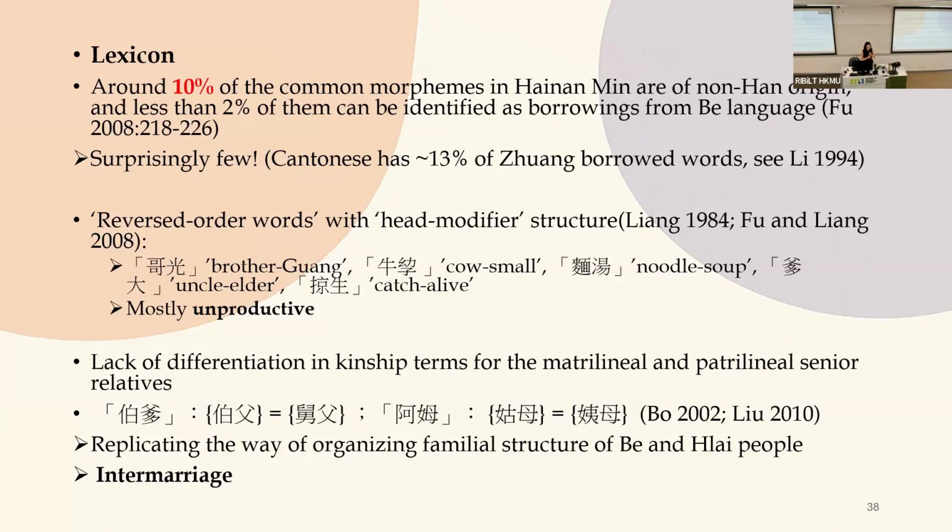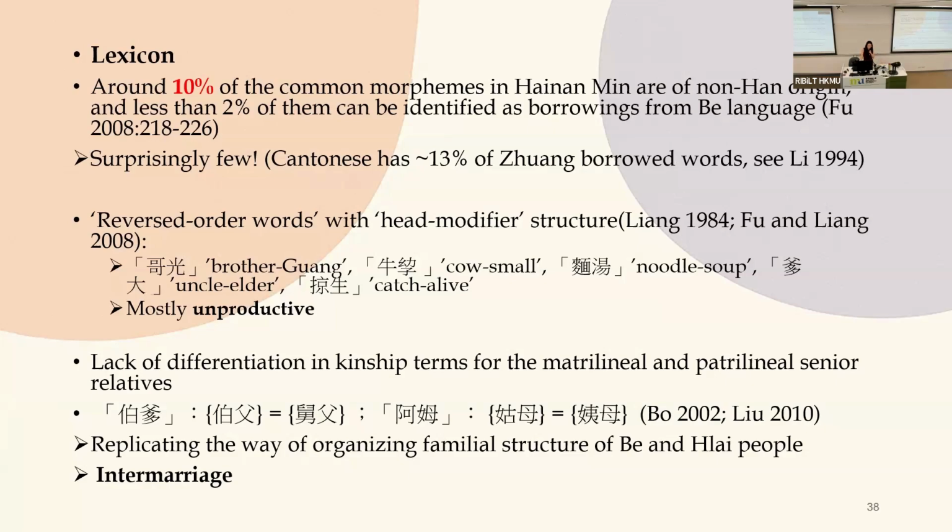Another notable feature of Hainan Min is that its lexicon contains a group of reverse order words. Contrary to the word order in Chinese, this group of words has their modifier after their heads. So soup noodles becomes noodle soup, mi ho, and a small cow becomes cow small, gu niao. Nevertheless, this morphological rule is no longer productive. So you cannot just go out and make new words using it. All of these are just fossils in the lexicon.